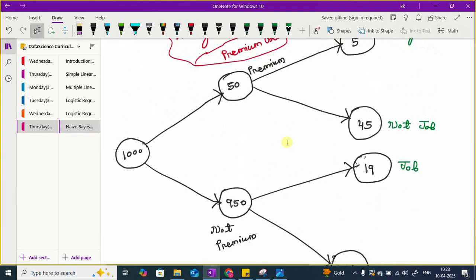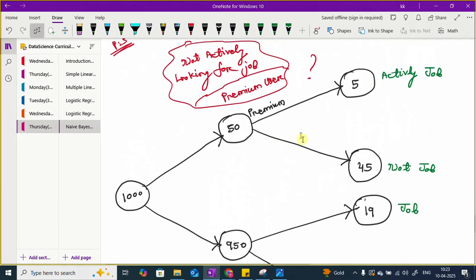But I'm very curious, so let me go a little bit in depth. I want to implement the theoretical concepts we have learned in our class. Now tell me, an extra thing: what is the probability of a premium user? That is nothing but 50 divided by 1000, that is nothing but 0.05. Yes or no?